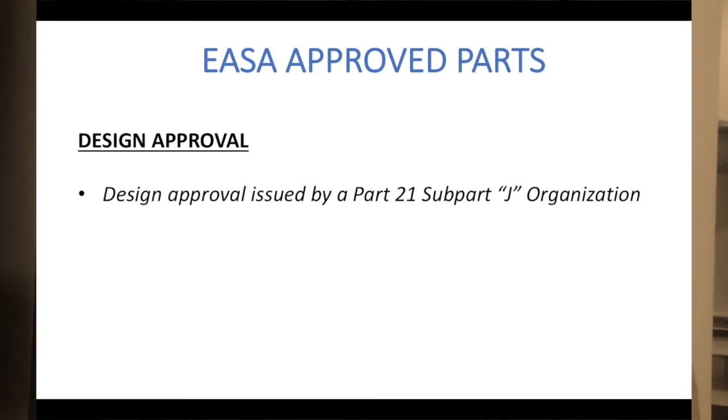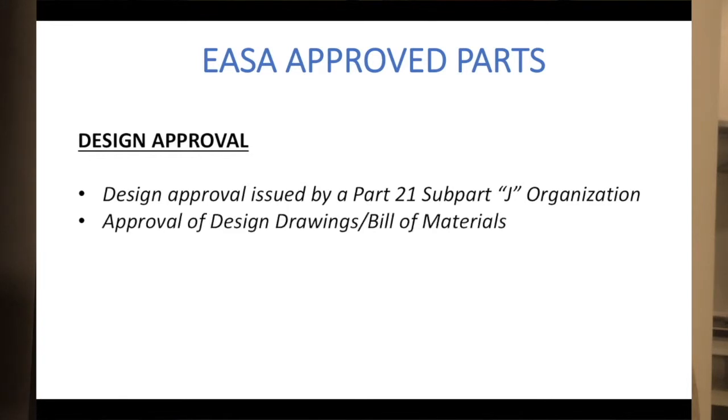This group is called the Part 21 Subpart J organization. The Part 21 Subpart J organization is responsible for approving the design drawings, which also includes the bill of materials required to produce the part. In addition, the Subpart J organization will have to witness and approve the test results.